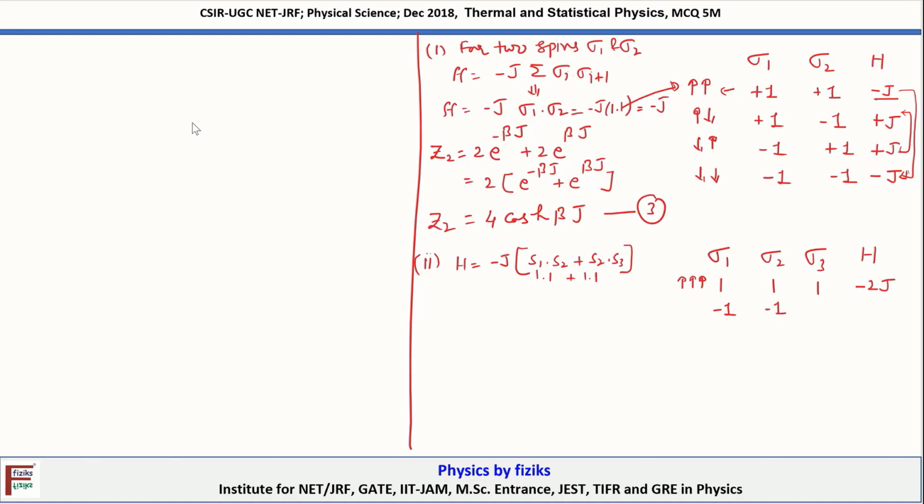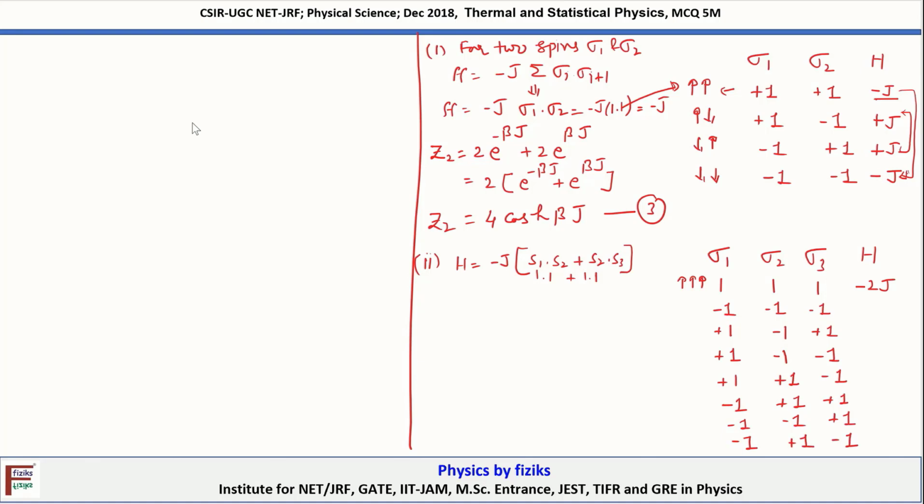The next possibility is +1, +1 and -1. Then +1, -1 and +1. The next possibility is +1, -1 and -1. Then -1, +1 and +1, then -1, +1 and -1, and -1, -1 and +1. The last option is -1, -1 and -1.